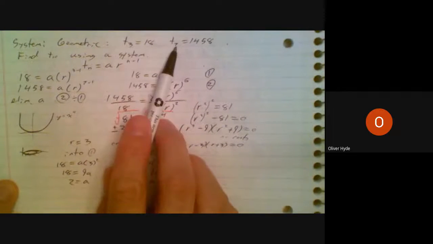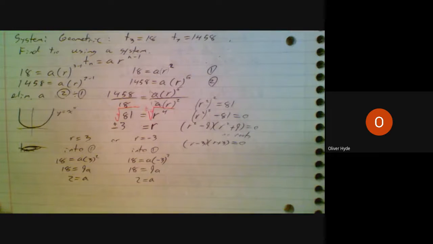Let's put r equals negative 3 into equation 1. We would get 18 equals a multiplied by negative 3 squared. Watch what happens when I square negative 3. It's positive 9. So I get the same first term either way. But that's because the first term is an odd term, just like the third term and the 7th term are odd terms. We're asked to find the 10th term. This could be an alternating sequence. We don't know if the 10th term is positive or negative.